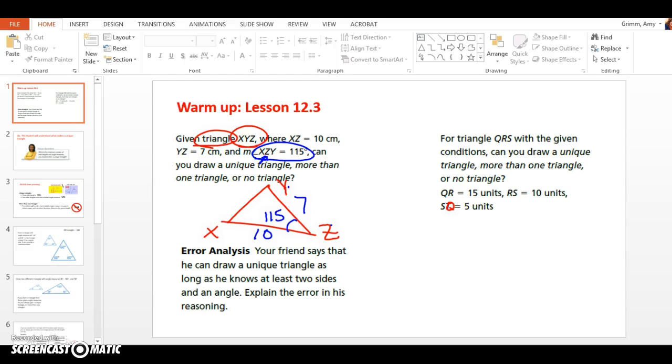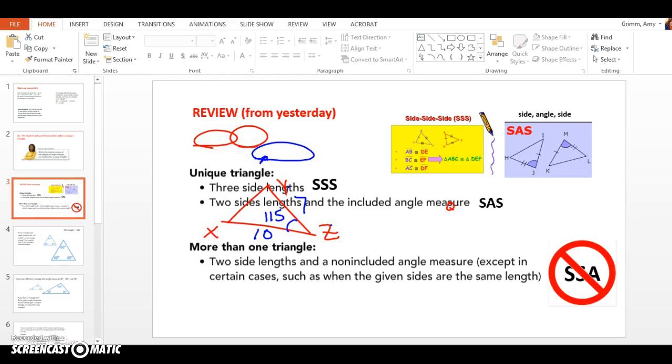And I said I didn't care if it was right. Obviously, that's not a 115-degree angle, right? So if the picture is not drawn right, that's fine. But I asked you to look at the vocabulary. What vocabulary tells us whether or not this is a unique triangle? You had to look back at this slide. What is the vocabulary from yesterday?